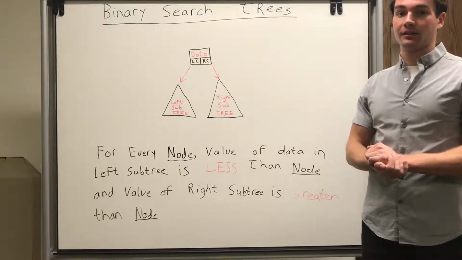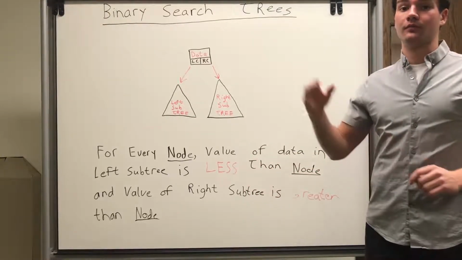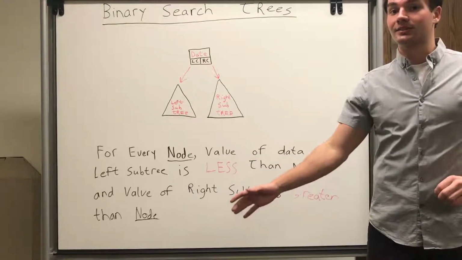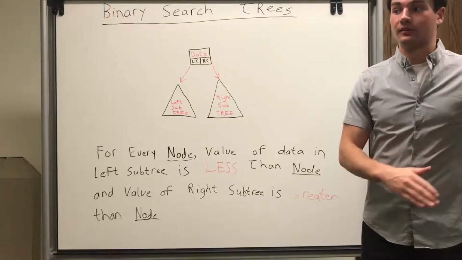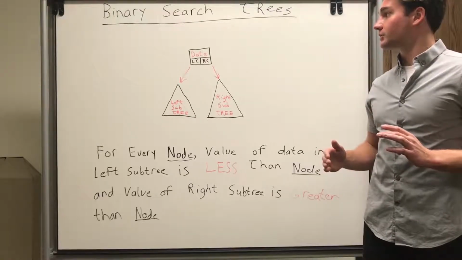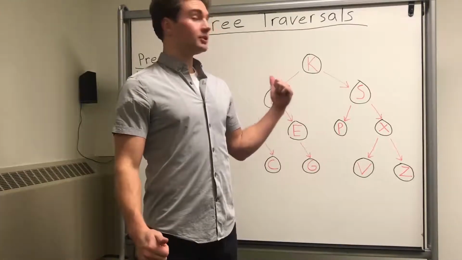And a quality that a binary search tree has is for each node in the tree, the value of the left subtree will be less than the data in the node, and the value in the right subtree will be greater than the value of the node. All right, great. Next, we'll go over tree traversals. Like I said before, today we're doing tree traversals.